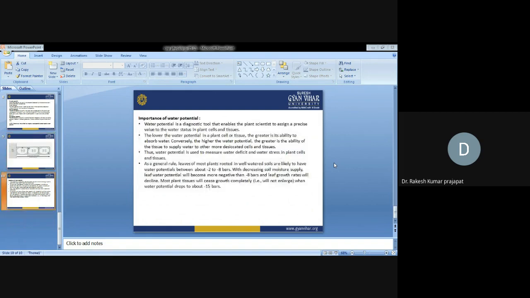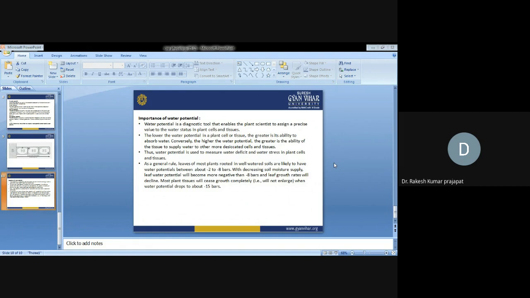So, the importance of water potential. Water potential is a diagnostic tool that enables plant scientists to assign a precise value to water status in the plant cells. From water potential, we can exactly know the water status, how much water is needed by the cell. The lower the water potential in the plant cell or tissue, the greater is the ability to absorb water. Conversely, the higher the water potential, the greater is the ability of the tissue to supply water to other more desiccated plant cells. Thus, water potential is used to measure water deficit and water stress in plants.